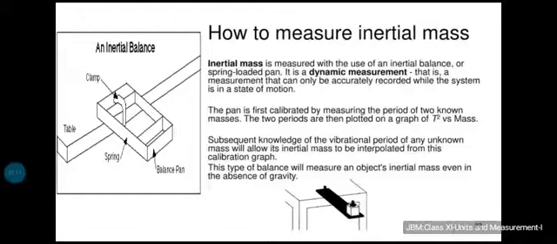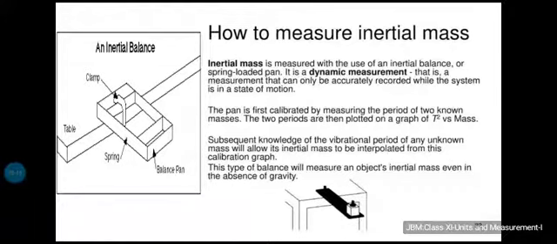How is it done? The pan is first calibrated by measuring the period of two known masses. Whenever we are calculating mass, you must have seen in any grocery shop also that we make use of some known masses. And then with the help of comparison, we compare the unknown mass with that known mass. A similar method is also employed here. So we first calibrate the pan by measuring the period of two known masses. Period refers to the time period of vibration.